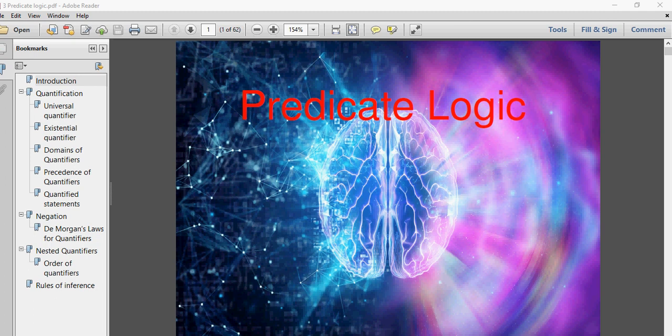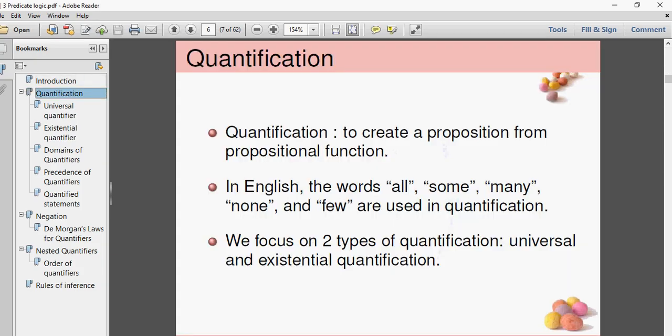Okay, good afternoon all. Today our class is about predicate logic. So today we should have quantification, universal, existential, domain of quantifiers, negation, nested quantifiers. So let's just start.